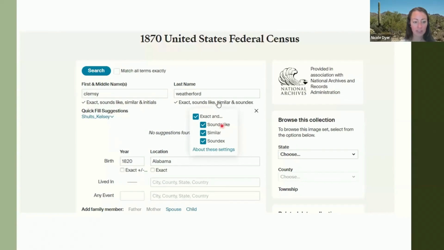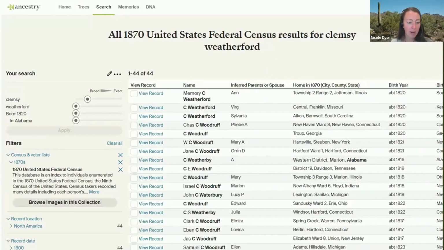So I want to find all the things that sound like, that are similar, and the Soundex ones. I put in her birth as 1820 and the location as Alabama. Then the results came back and none of them were a match to her. None of them looked good at all. The birth year was okay. The birthplaces were all over the place. There was only one in Alabama, but it was C. Weatherby, and I don't think she would be in Alabama.